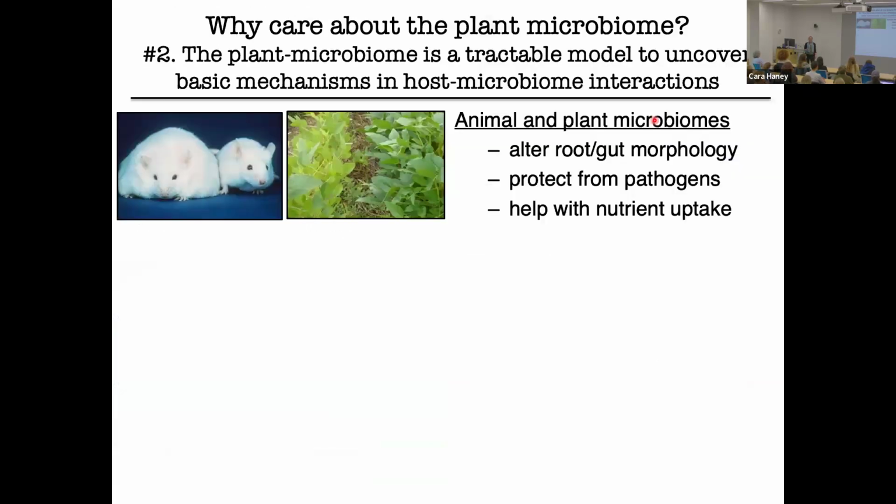The second reason is that plants are a model for microbiome studies. They're a tractable model to uncover basic mechanisms in host-microbiome interactions. Functionally, microbiota provide similar consequences for plant and animal health. They can alter host morphology: microbes in our gut change our gut structure, and the same happens with plant roots. They can help protect from pathogens, and they can help with nutrient uptake.